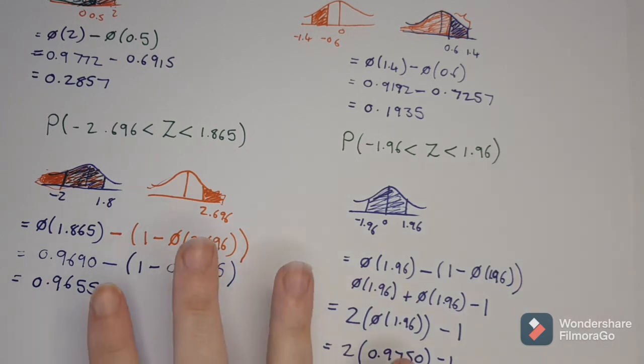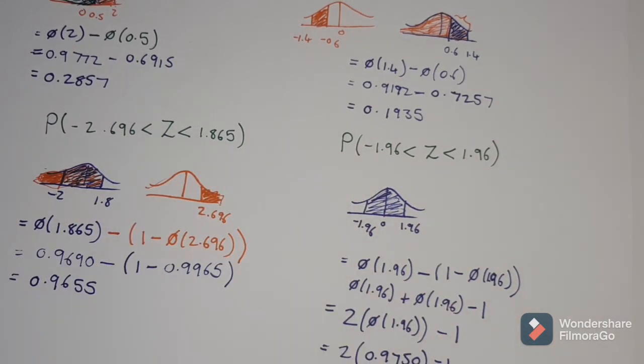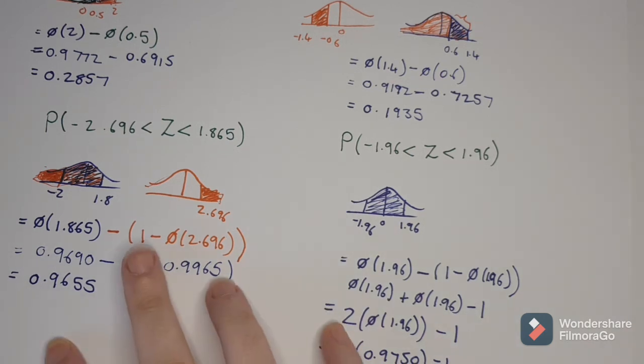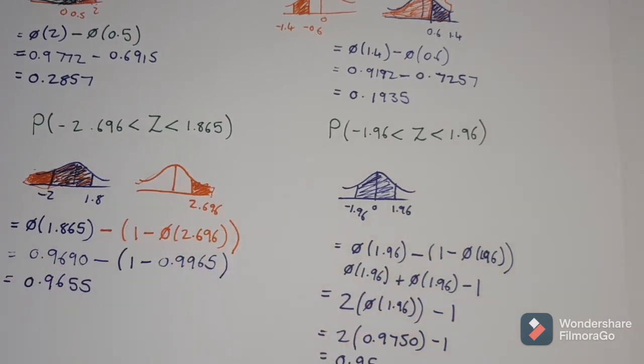But you must still remember all of these different examples from the graphs so that we know what we're looking for when we need to 1 minus, when we need to keep it as it is, so that when we're looking up on our table, we always get the right probability value.